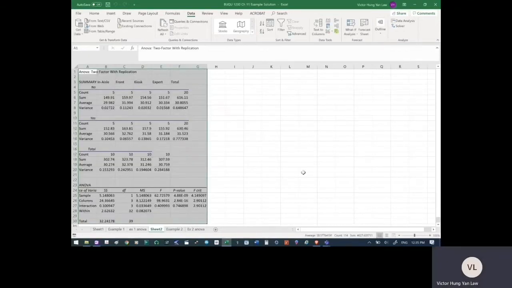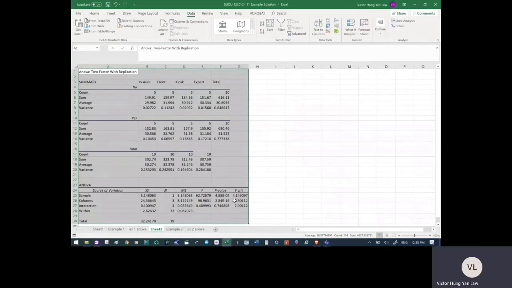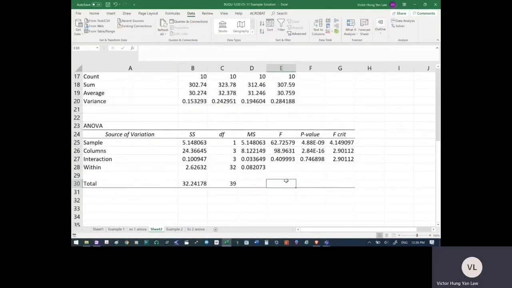Excel will then generate the ANOVA table. What we're interested in is the bottom here. This is the ANOVA table that we're interested in. A couple of things that you need to note here. The first thing is that F is your F statistic. F critical, they give it to you already, so you can compare the F statistic and F critical. It will give you the conclusions. So that's the first concept that you need to know.